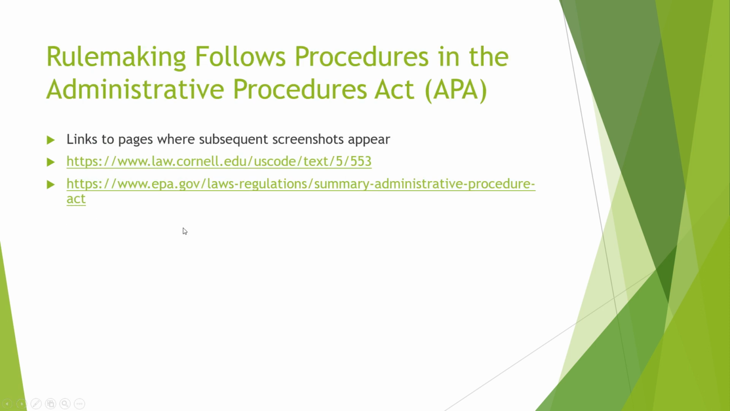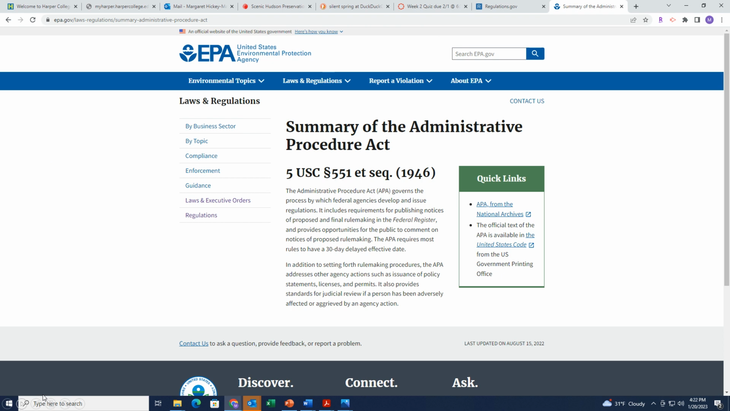So any agency that wants to propose and enact or promulgate a rule or a reg has to follow the procedures in a law called the Administrative Procedures Act, the APA. And we talked about that with, I think, the Sierra Club versus Morton case, where they didn't follow the procedures in the Administrative Procedures Act. Yeah, that was the one. The other one was the Federal Power Commission.